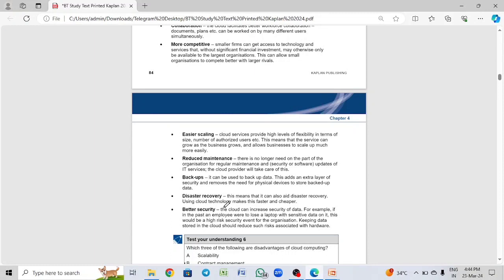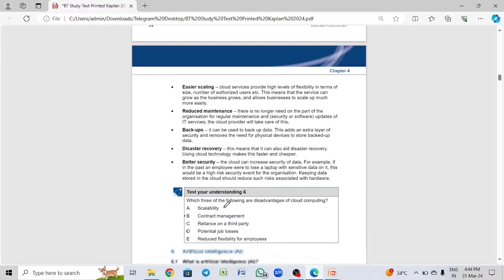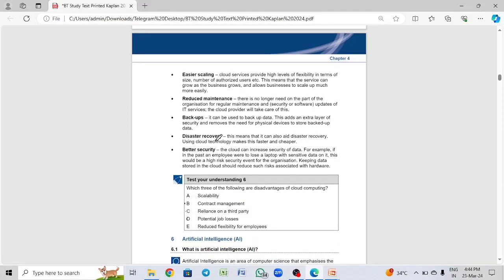Now backup: the backup is automatic in cloud computing. You do not need to have a hard drive or manual backing up of data in the case of cloud computing. Disaster recovery in cloud computing is faster and cheaper because it has a ready backup for the information, so data is not stolen or deleted easily. And better security: only authorized people have access, right? Those who have the authorized access will only use the data, right?